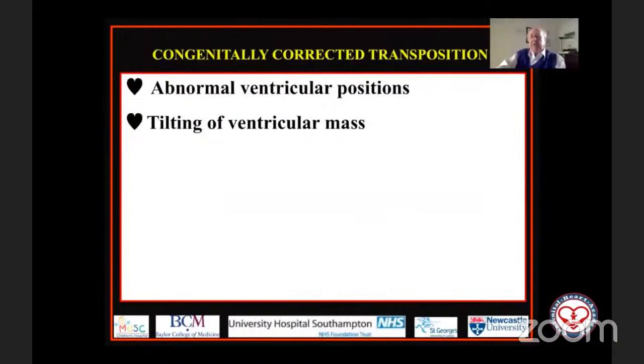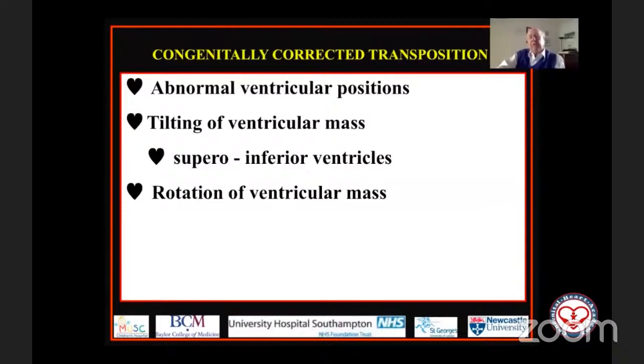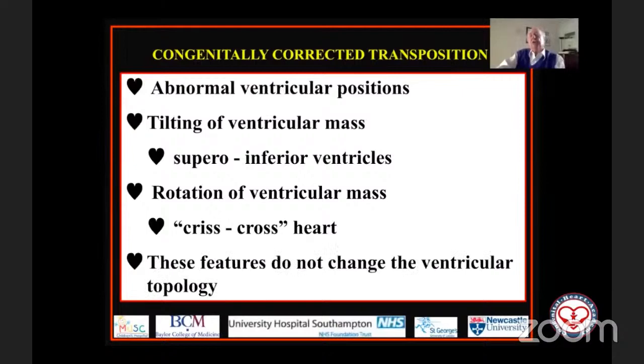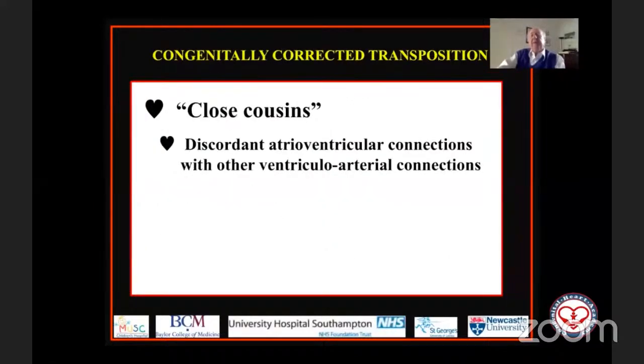We should also remember we can have abnormal ventricular positions. Oftentimes the ventricular mass is tilted, giving us supero-inferior ventricles. We can rotate the ventricular mass, giving us twisted atrioventricular connections, or the crisscross heart. And you'll remember last week we discussed how that twisting does not change ventricular topology. So we don't have time to revisit that feature. So we want to finish by sharing with you the close cousins.